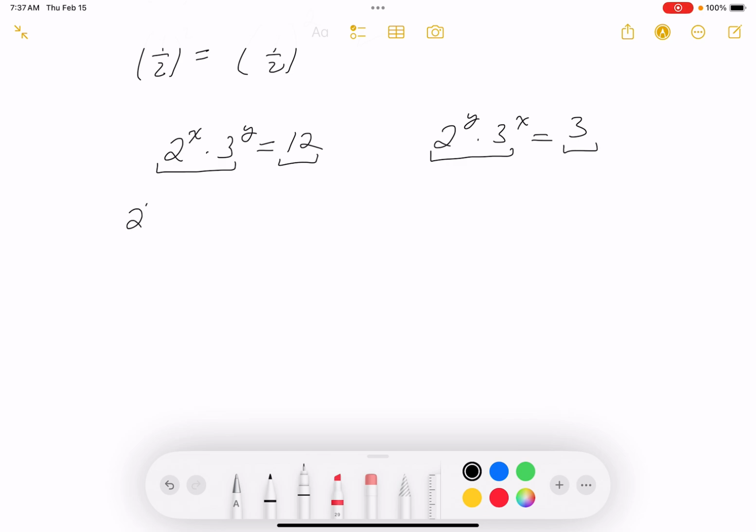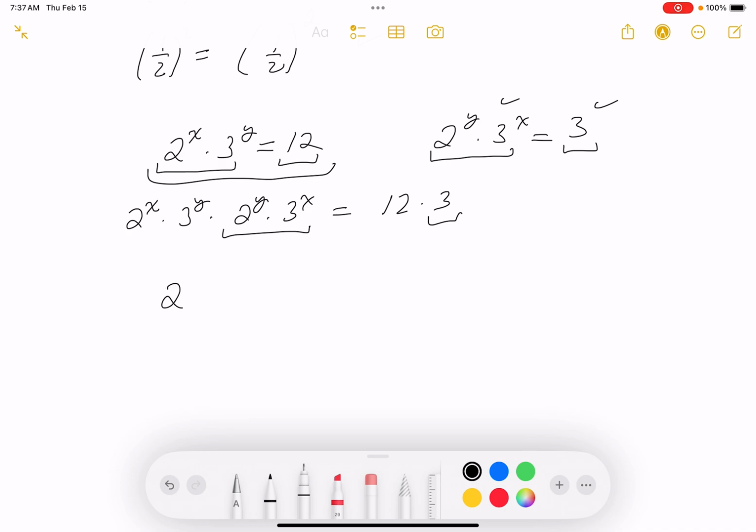Let's write this down. 2 to the x times 3 to the y times 2 to the y times 3 to the x. That's going to be 12 times 3. Now, by the way, these are equal, so I'm multiplying both sides by the same thing, which really is multiplying both sides of this equation by the number 3.